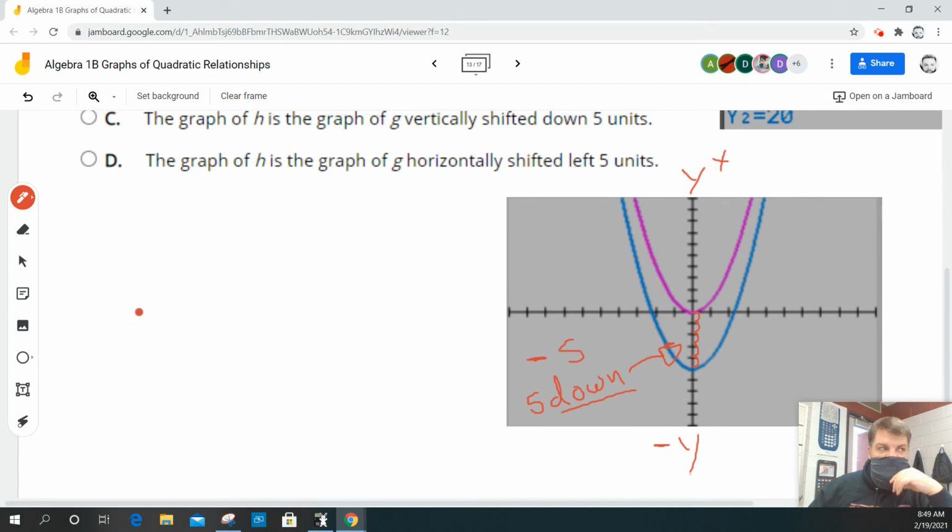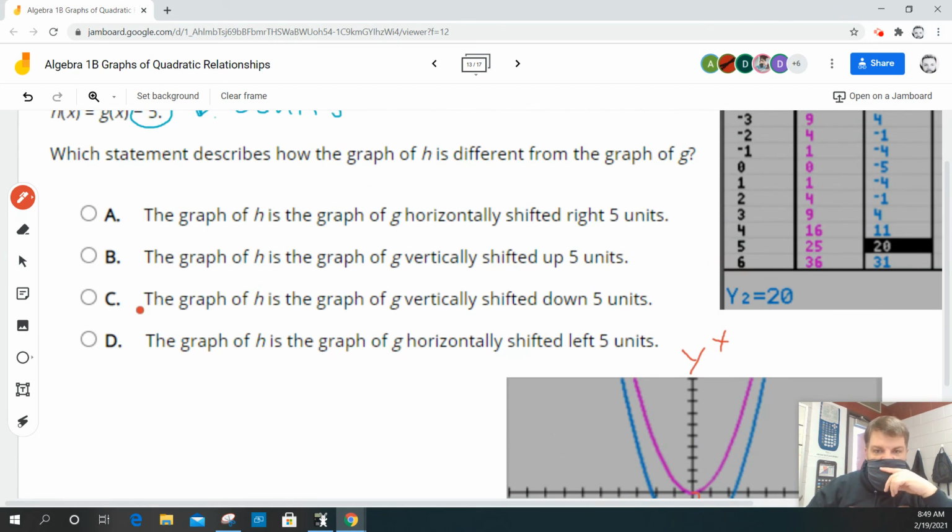So then what's the right answer? C, isn't it? Shifted down 5 units. The graph of h is the graph of g vertically shifted down 5 units. And that's it.